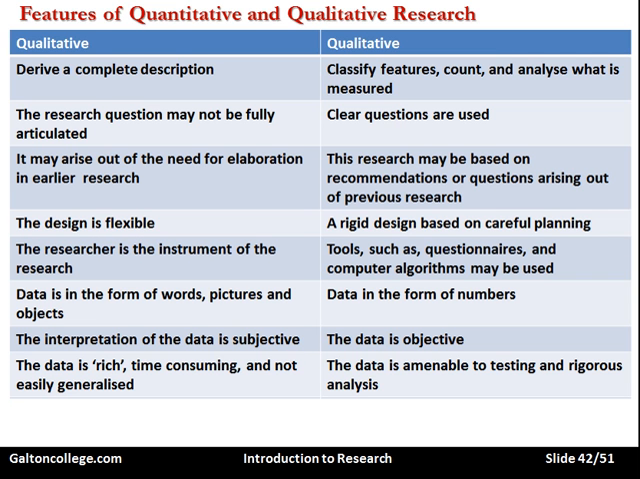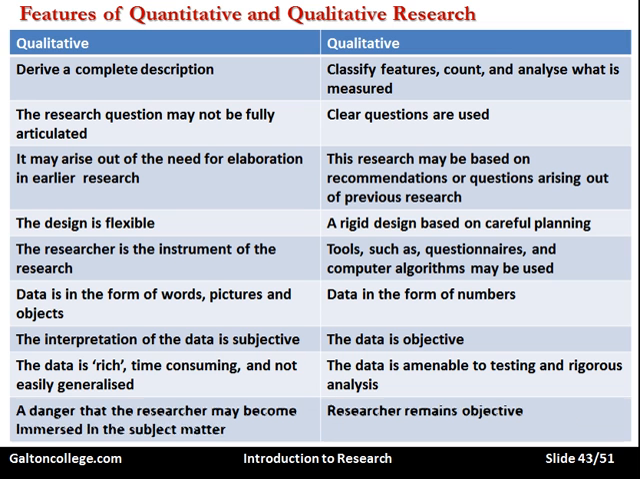For the quantitative research, the data is amenable to testing. Finally, for qualitative, there's a danger that the researcher may become immersed in the subject matter. There is a danger in qualitative research that the researcher gets caught up in the situation and becomes biased. Whereas with quantitative, the researcher is more objective and must stay objective because the data is objective. It's a data set that's testing some hypothesis.